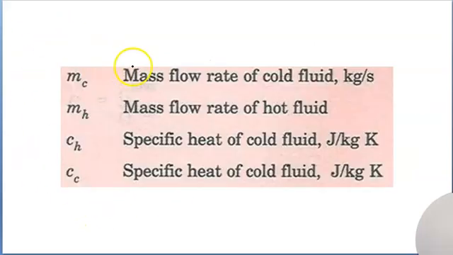Continuing with the symbols that we had, MC represents the mass flow rate of the cold fluid in kilograms per second, and MH represents the mass flow rate of the hot fluid, again in kilograms per second. CH and CC are the specific heats of the hot fluid and the cold fluid. I think in my data book there is a mistake. CH stands for the specific heat of the hot fluid and CC stands for the specific heat of the cold fluid, and the units to be taken are joule per kilogram per Kelvin. Take it in SI units.